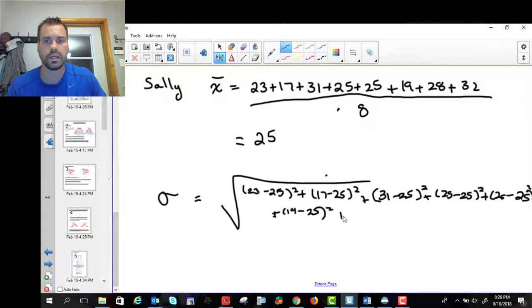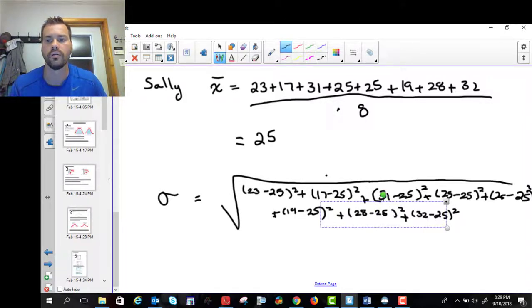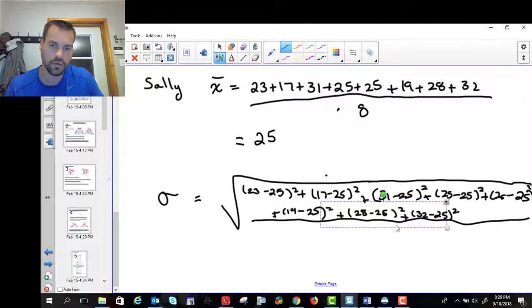Squared plus 28 minus 25 squared plus 32 minus 25 squared. So all of that underneath the square root, and then that whole thing, I'm going to go just underneath there we go, divided by 8. And that will give us our standard deviation.